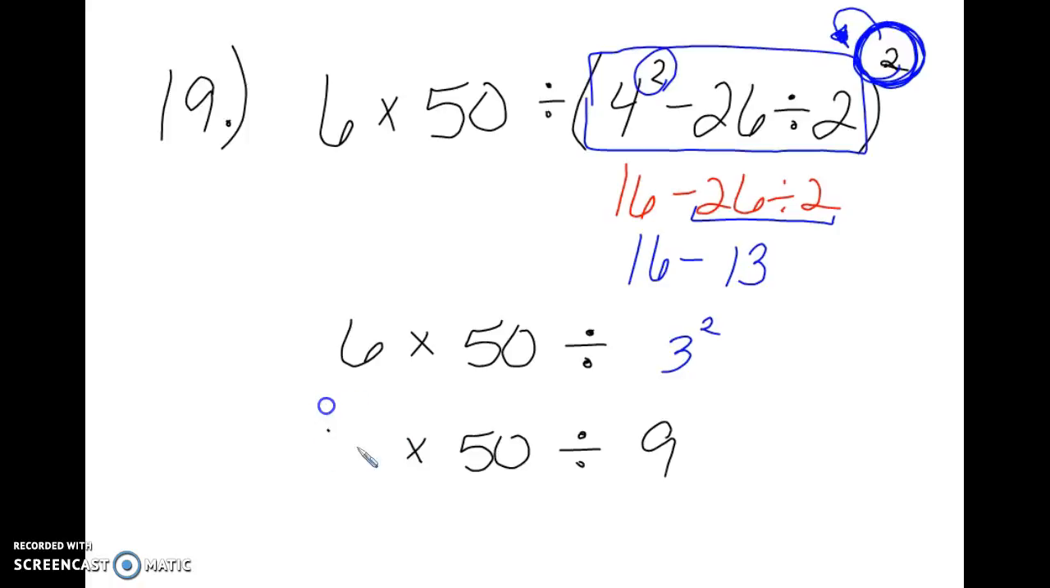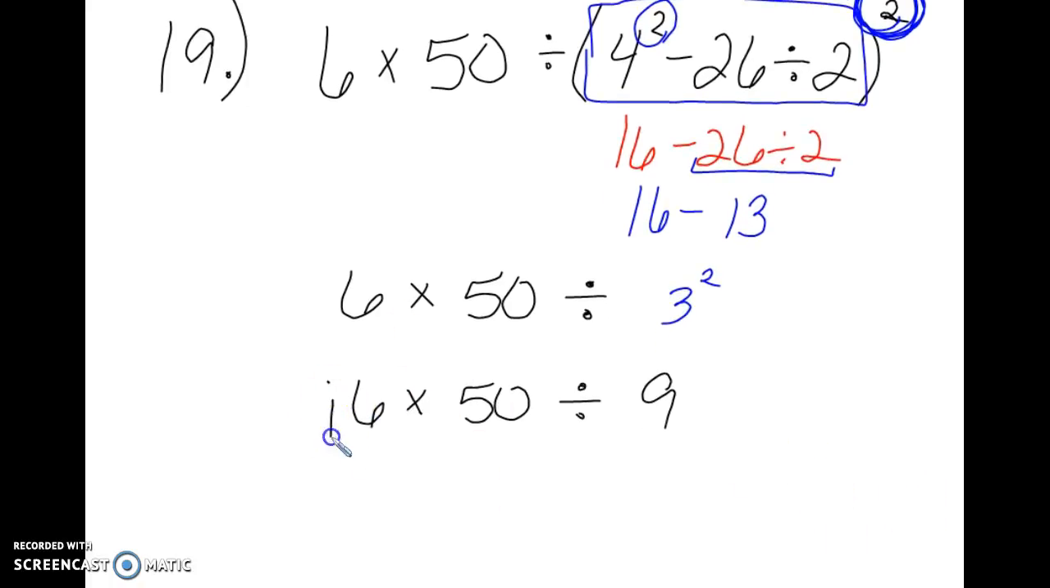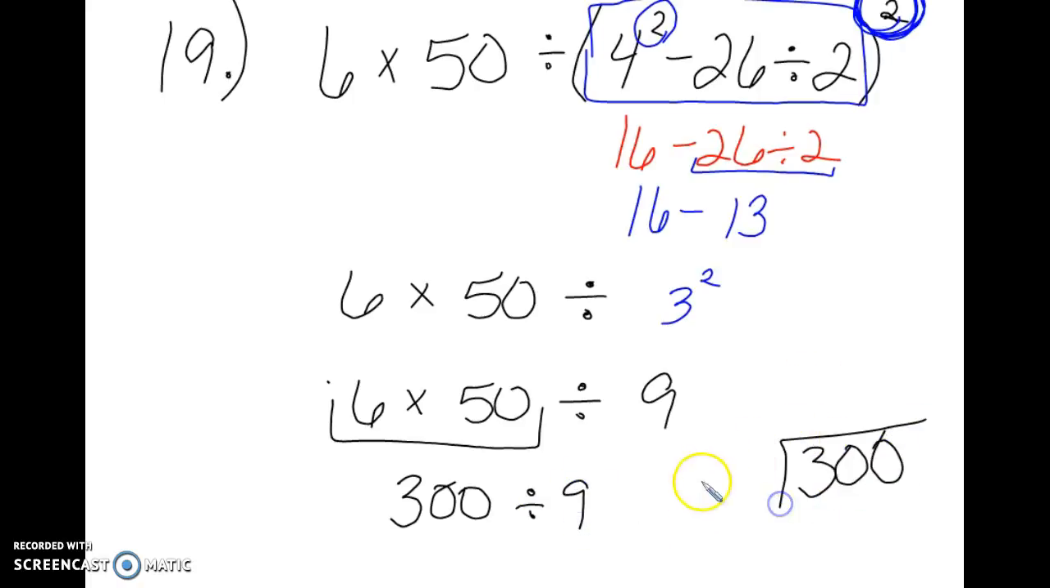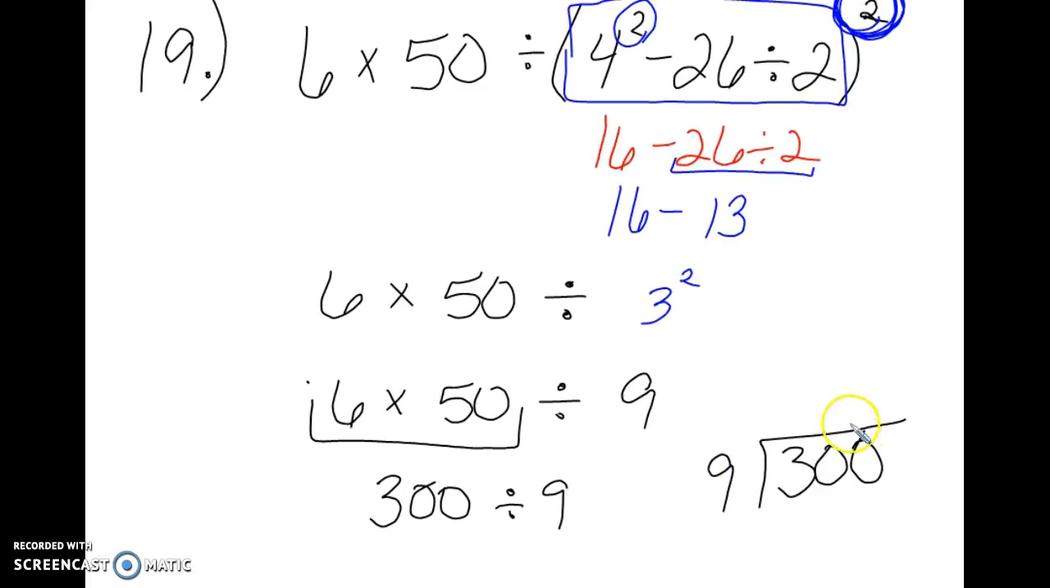What comes first? Multiplication and division from left to right. So 6 times 50. 300 divided by 9. Okay? That's where some of us may have got confused because we were like, well, what do I do? It doesn't come out right. That's okay. It doesn't have to come out even. What did you get when you divided?